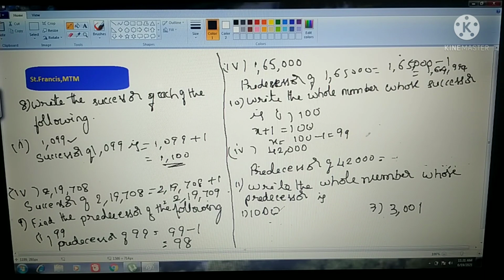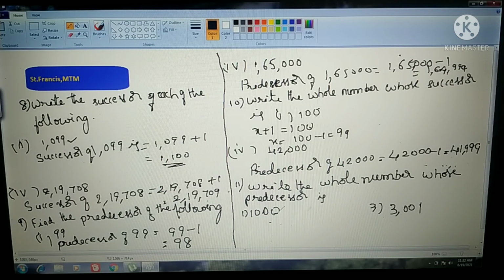Now see, we calculated only the predecessor here. So directly I am doing this for the next problem. See, 42,000 they have given here. So here also whose successor is this number we have to find out. Whose successor is this number means nothing but the predecessor of the given number. So predecessor of 42,000 is how much? 42,000 minus 1. What you get here? 41,999. Understood? This is the predecessor of 42,000. Clear?